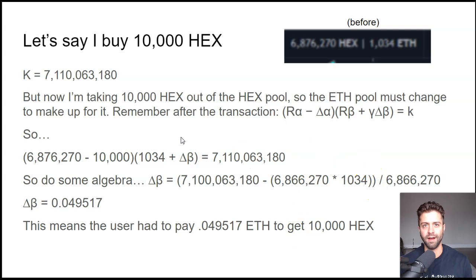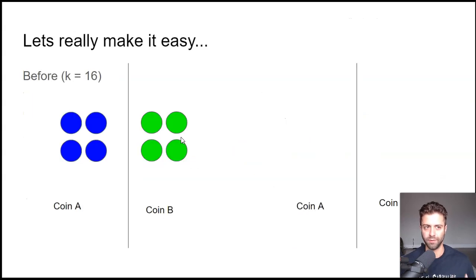Now, that might have been a little complicated, so let's make it really easy, right? Because if you can't explain something very simply, you don't really understand it at all. So let me take a stab at trying to make this very, very easy to explain, okay? Let's say you've got coin A and coin B, and you've got 4 of coin A on one side of the liquidity pool, and 4 of coin B on the other side. Well, what's the constant product, right? This is really easy. 4 times 4 is 16, so K equals 16, right?